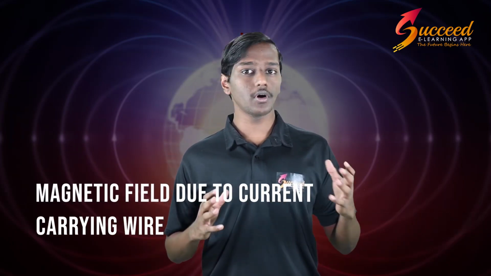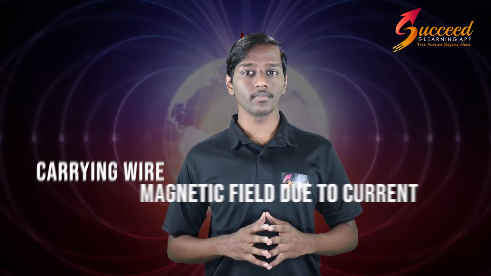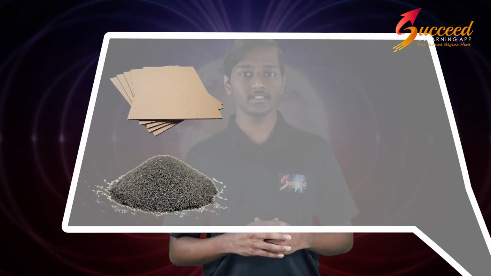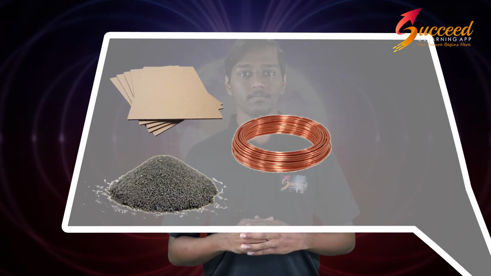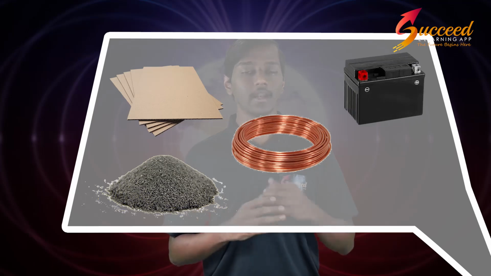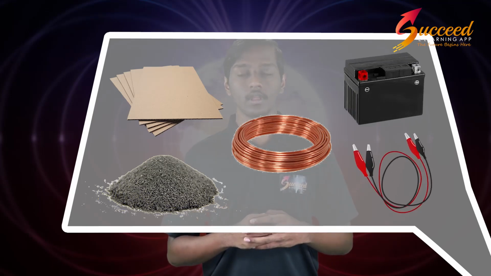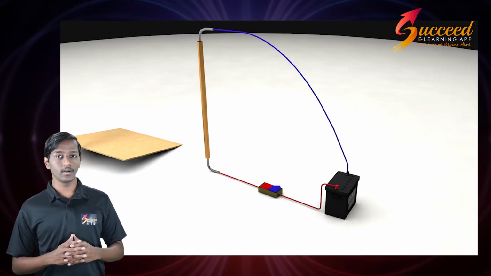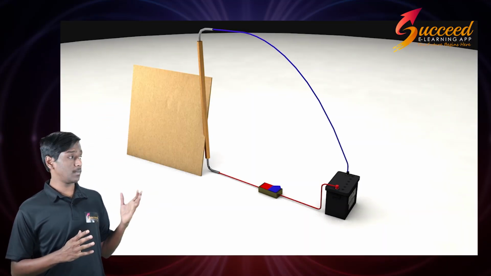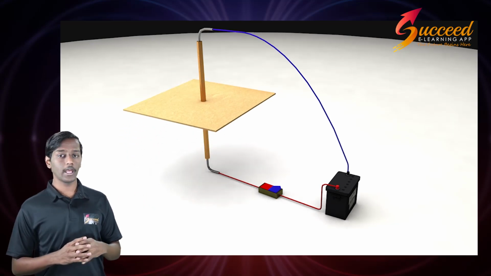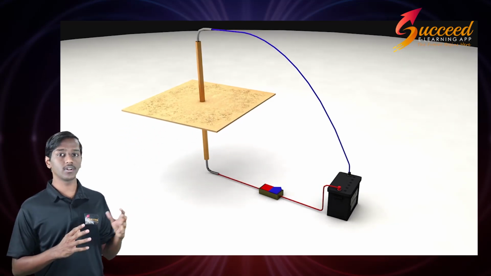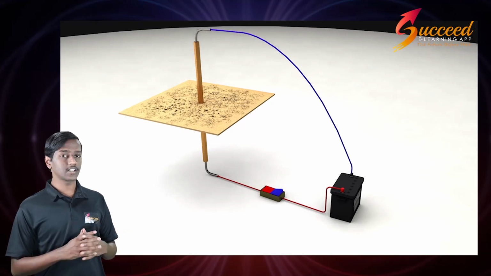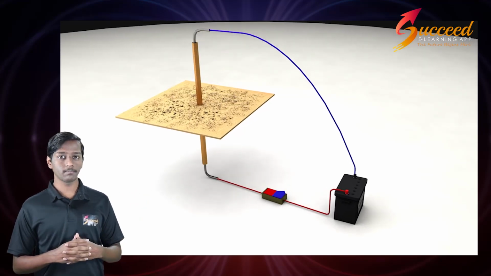Magnetic field due to a current carrying wire. Let us perform a small activity. Let us take a cardboard, some iron filings, a copper wire, a battery, and connecting wires. Now let us connect them. Let us take the cardboard. Let us place the copper wire perpendicular to the cardboard and place the iron filings on top of the cardboard. Now let us connect the battery to the copper wire.